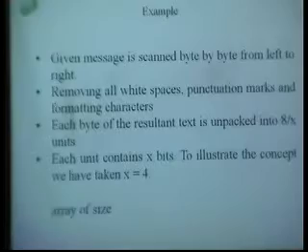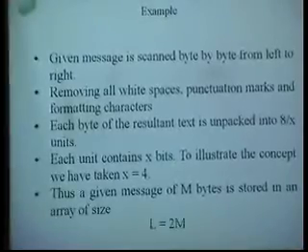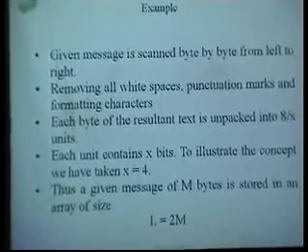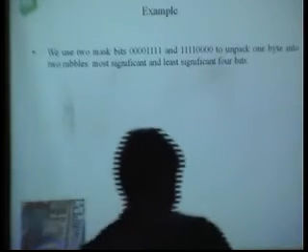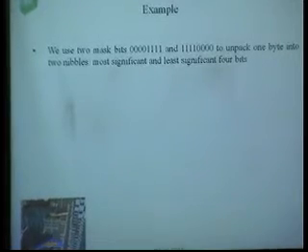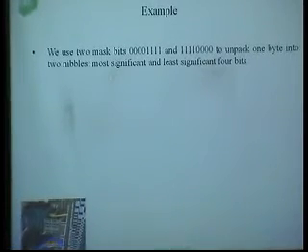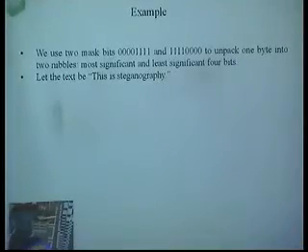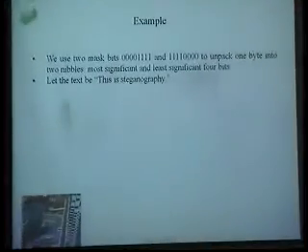Here x equal to 4 we have taken, and L equal to 2m. This is the image. And the two masks we use just to segregate the leftmost 4 bits and the rightmost 4 bits, correct? So that is the mask we are using. Suppose the text we want to hide is: this is steganography.